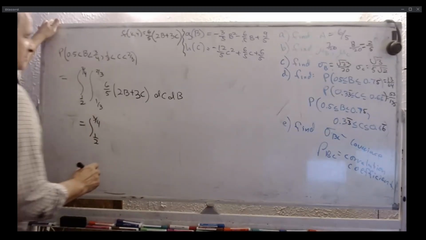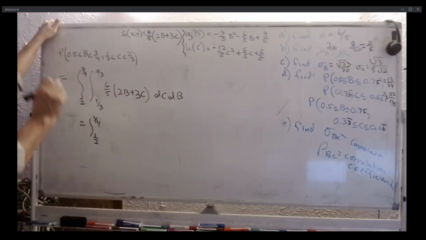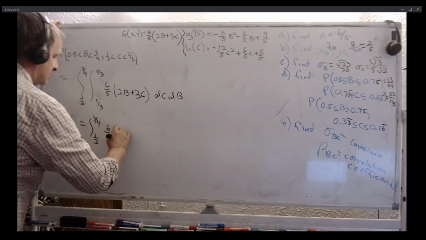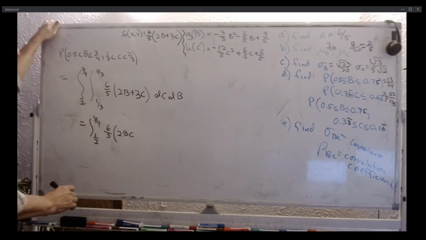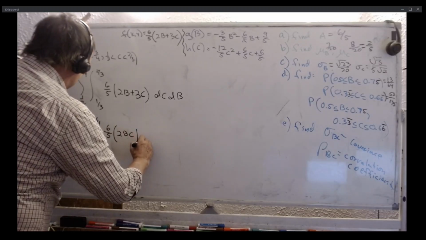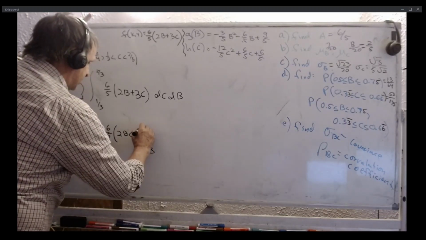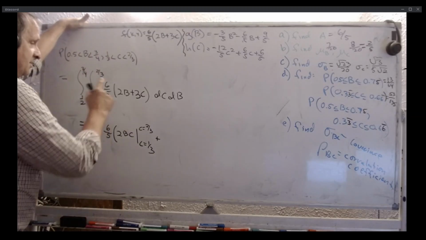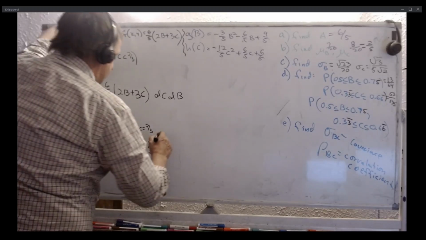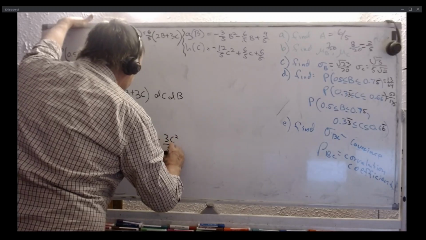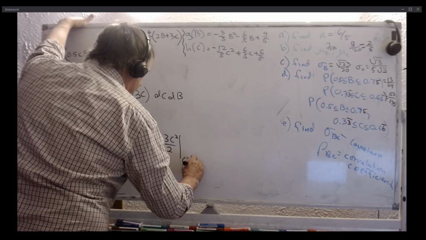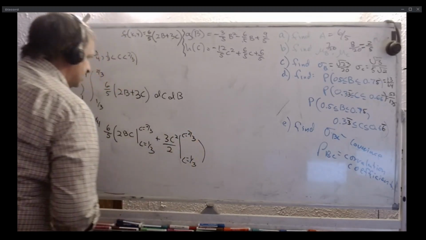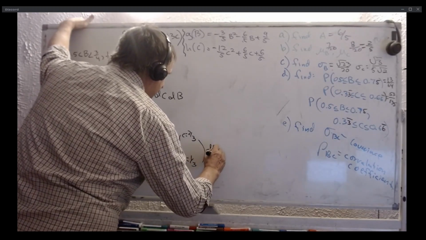So we do the integral first. So that means we're integrating with respect to c. So b is a constant. B is a constant, so it's 2bc, with c going from 1/3 to c going to 2/3. Plus 3c squared over 2. Again, with c going from 1/3 to c going to 2/3. And this whole thing is still dB.